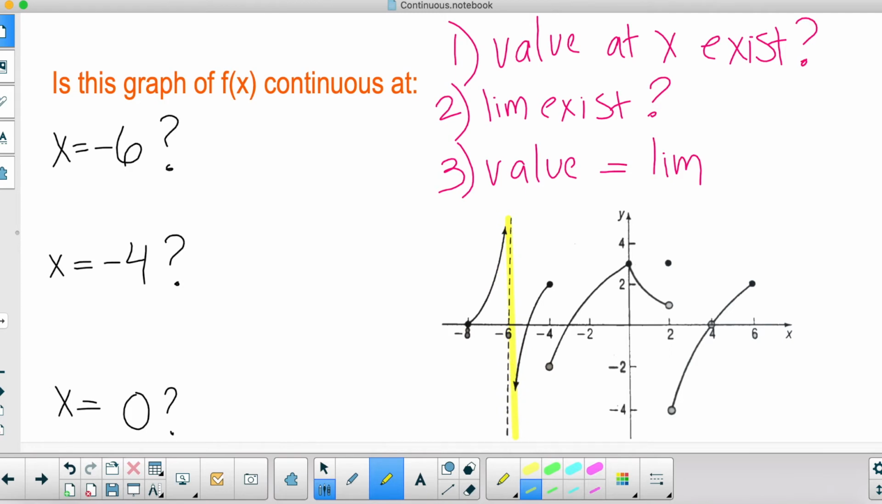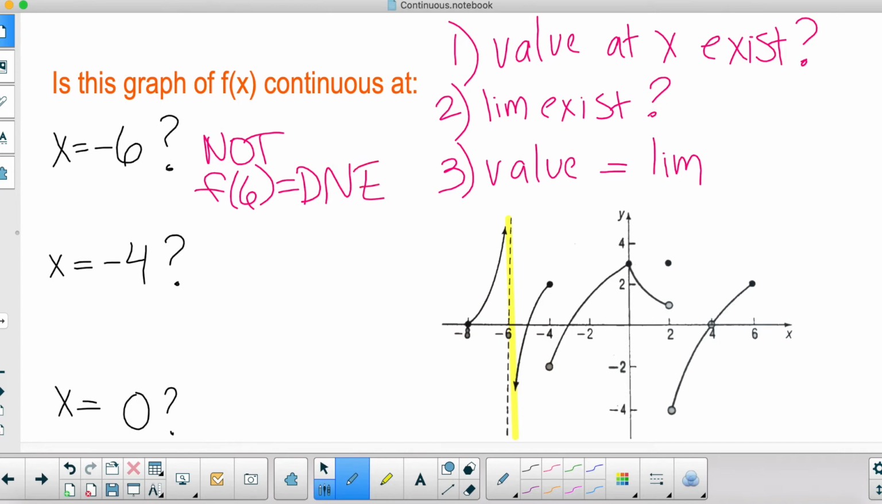So let's go to the first step. Does the value at negative 6 even exist? Nope. So therefore, this guy is not continuous because f of negative 6 does not exist. Let's try x equals negative 4. So at x equals negative 4, we do have a closed-in dot right there.